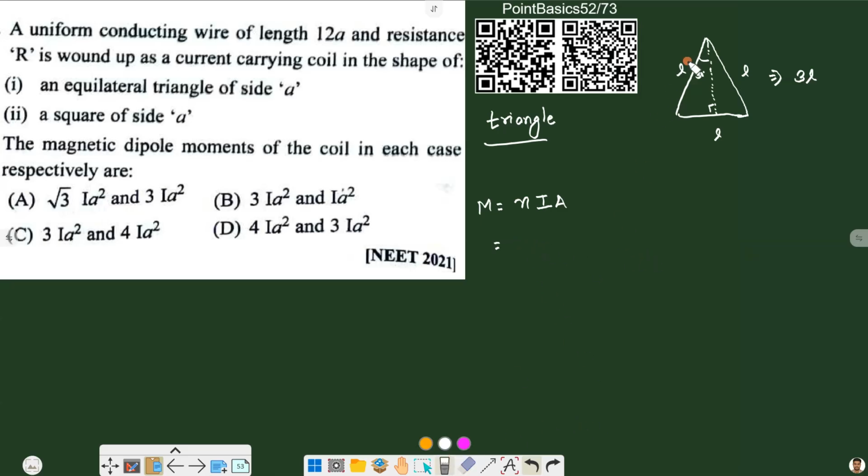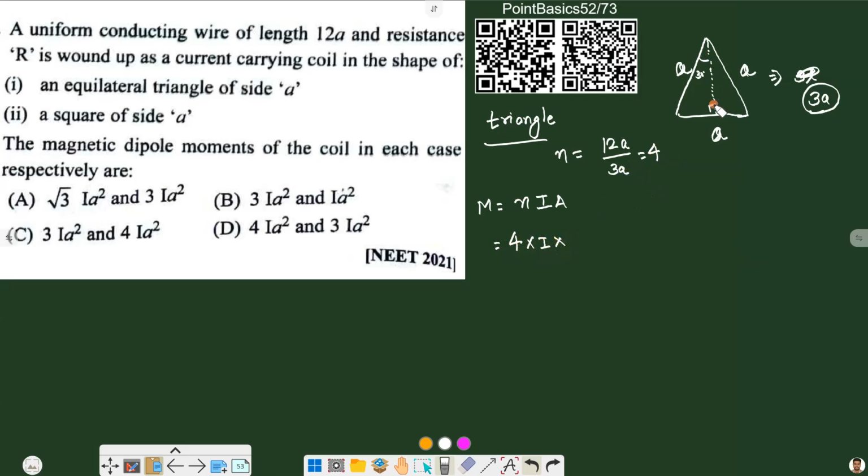So now it is mentioned that the side is A. If the side is A, the perimeter of the triangle is 3A. And we have been given that the total length of the wire is 12A. So to cover the 12A length, we need 4 rotations. Only then will we be able to cover the length. Or we can say the number of turns will be the total length of the wire divided by the perimeter, that is 4. So the number of turns will be 4. Now we have N as 4 here, into I.